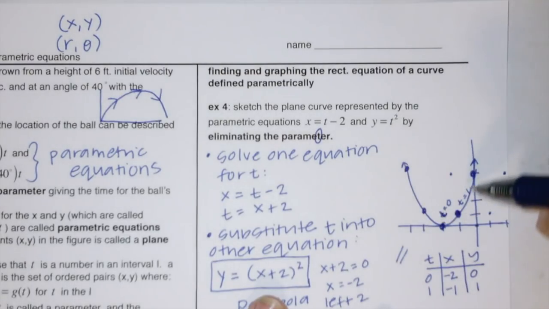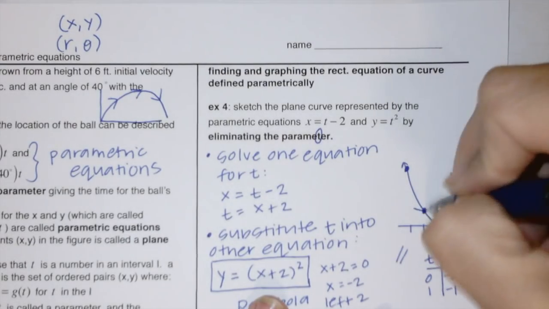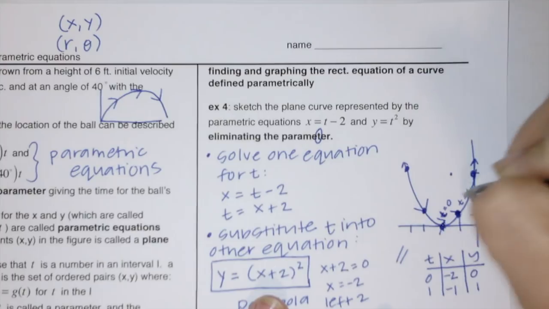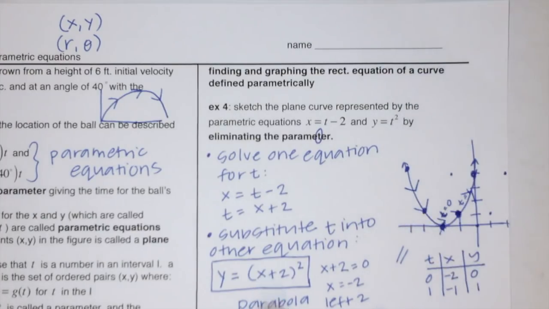So it's getting bigger as it goes up the curve. So my arrows are going to be like this. If you want to throw a couple more in there, you can. Alrighty? So now we're going to move on to the next one, which says sketch the plane curve represented by these. It's the same kind of problem.